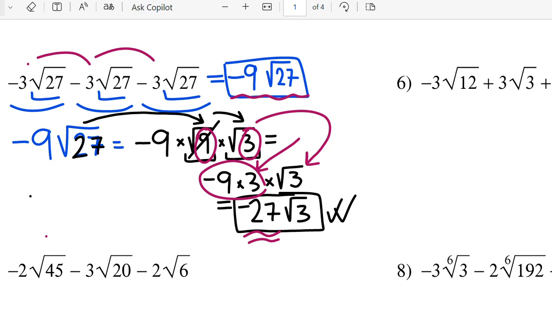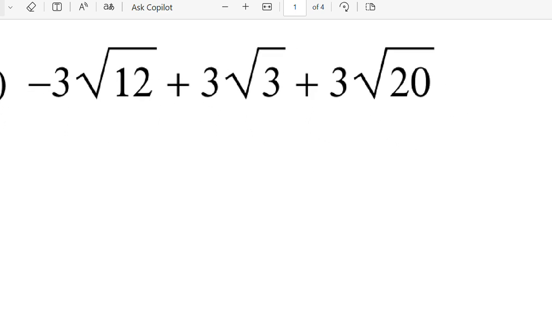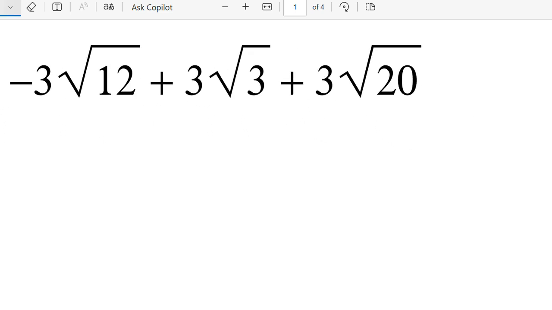Excellent. Let us try to complete this one, for example. Okay, if we look at them, do we see any like terms? This one is radical 12, this one is radical 3, this one is radical 20. Apparently, it looks like we do not have any like terms. But wait a second. Can we simplify them? How do we simplify 12?